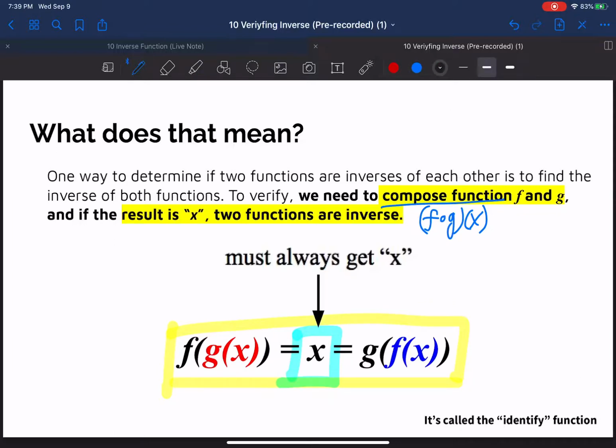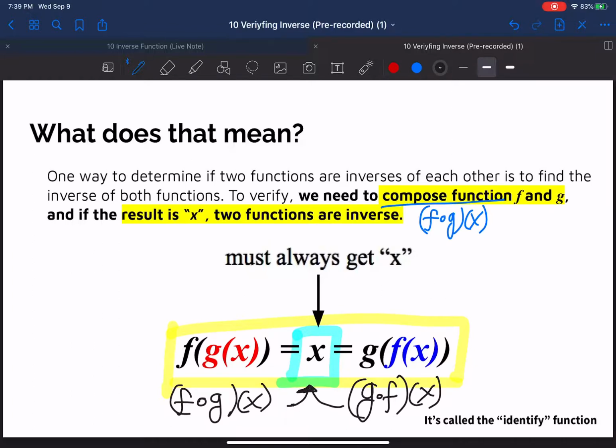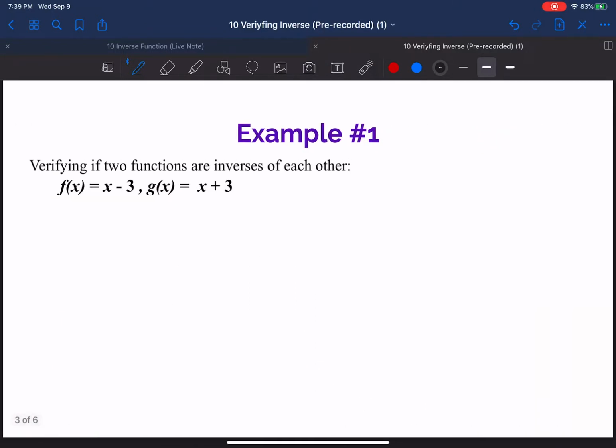So what do we have to do? We have to do f composite g and g composite f, and the result must be x. Okay, so let's go over an example. And of course, if they are inverses of each other, the result is the identity function. So let's go over example number 1.